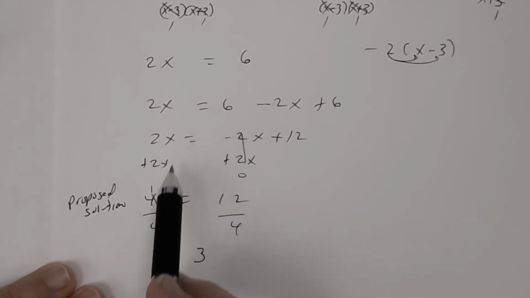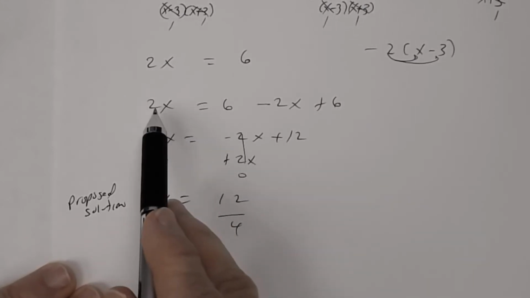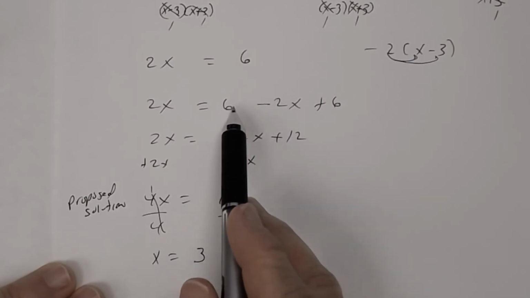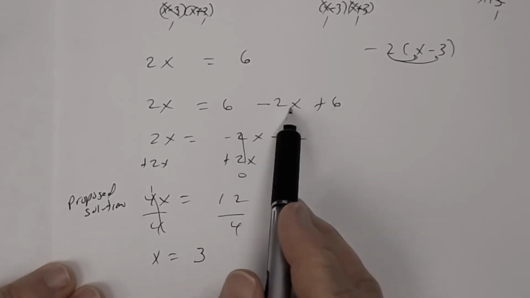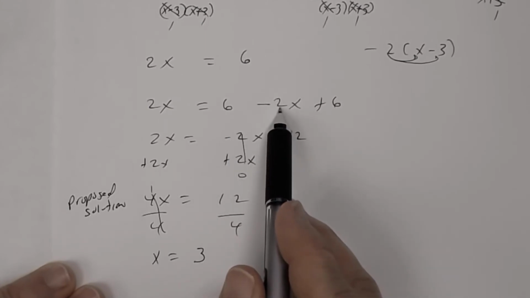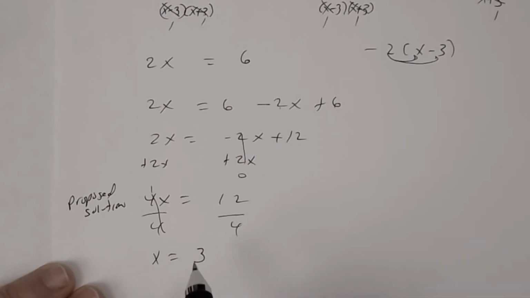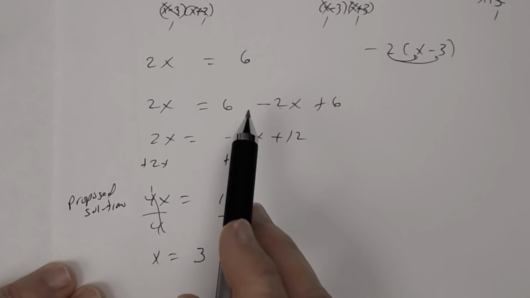Check it. What's 2 times 3? 2 times 3 is 6. So that's side 6. Y'all agree? Now, what's negative 2 times 3? Well, negative 6. So what's 6 minus 6? It's 0. 0 plus 6 is 6. So is 6 equal to 6? Yes. So x equals 3 is a solution to this linear equation.